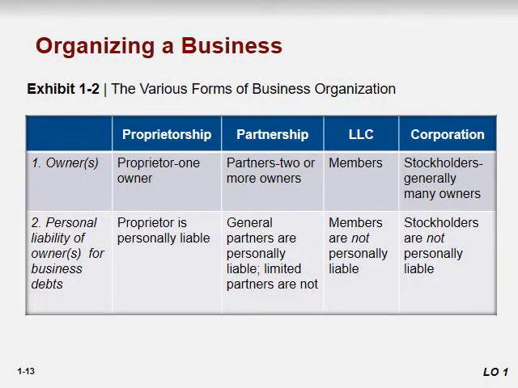Organizing a business: accounting is used in every type of business. Generally, businesses are organized in one of the following forms. Number one is proprietorship. Number two is partnership. Number three is limited liability company. Number four is corporations. I hope you already studied this in the introduction to business, but we're going to look at these forms of business from an accounting perspective. So let's see them one by one.